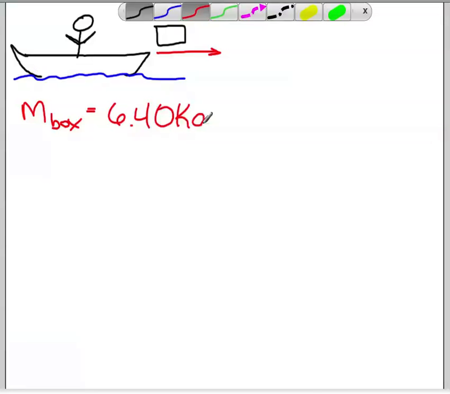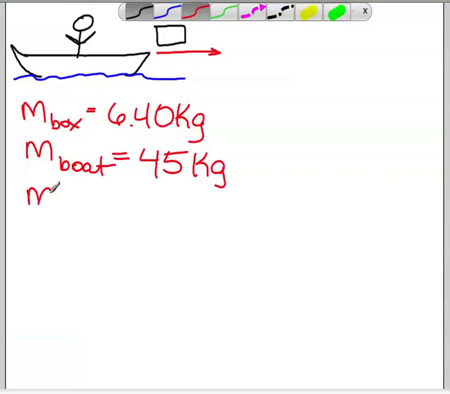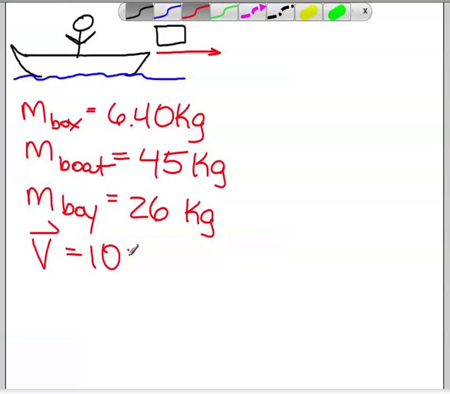6.40 kilograms. We also know the mass of the boat. The mass of the boat is given to us in the problem as well, and that is 45 kilograms. And we also have the mass of the boy in the boat. The mass of the boy is 26 kilograms. And the only other piece of information that we have is the speed with which the box leaves the boat, and that speed is given to us as 10 meters per second. And we know that it's to the right, so it'll remain positive.